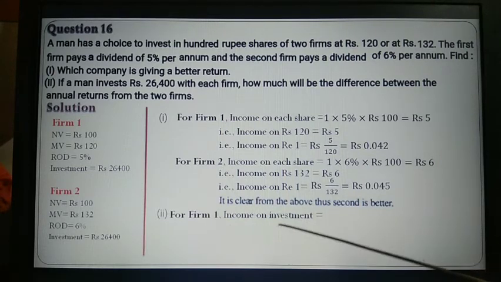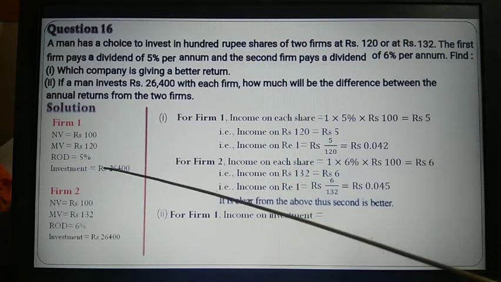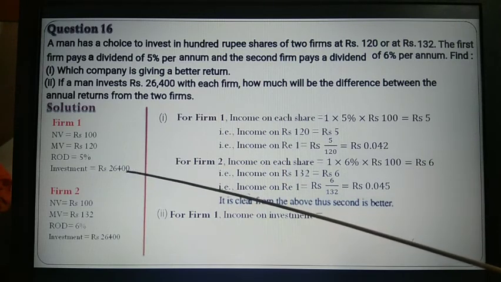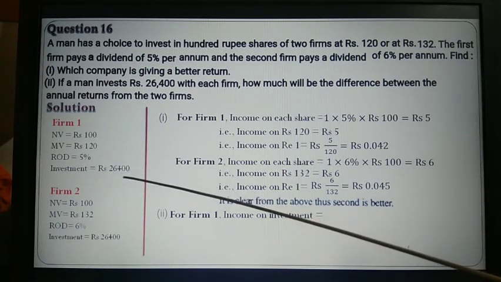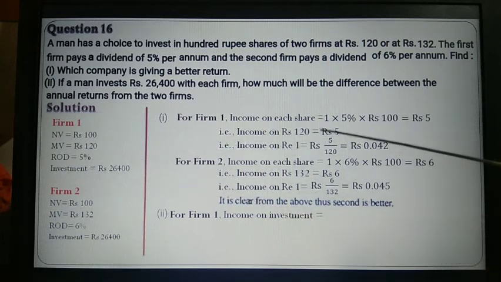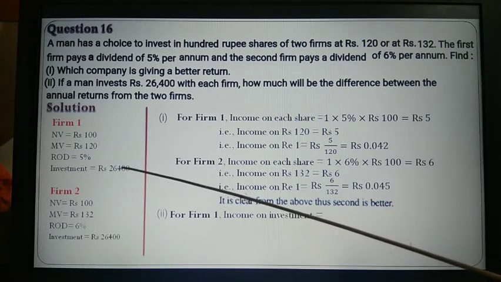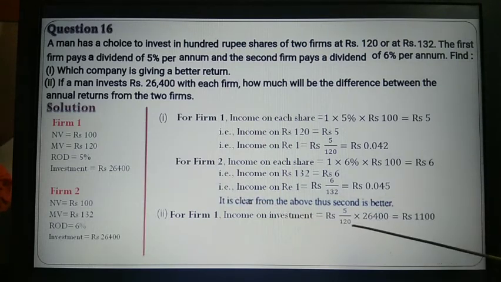So for firm 1, income on investment. Okay, so what is the investment? Investment is this much. Okay, so if he invests this rupee 1, he is having this much of income. Yes, but instead of investing rupee 1, he is investing rupees 26,400. So that's why income on rupees 26,400 is going to be 5 by 120 into 26,400. This is from unitary method. So it will be 5 by 120 into 26,400, which turns out to be 1100.